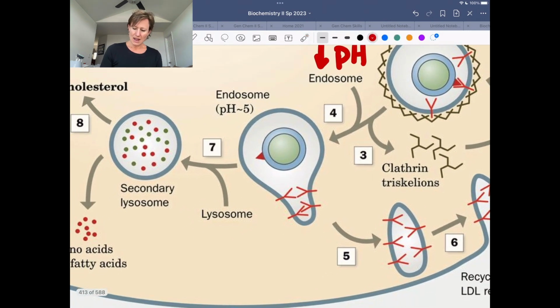The next thing that's going to happen is we're going to fuse with the lysosome. So the lysosome has a low pH. Not only does it have a low pH, but it has lots of enzymes in there to facilitate degradation of biological molecules.